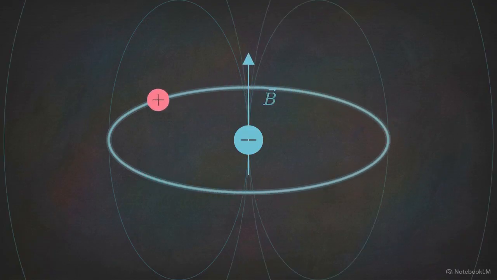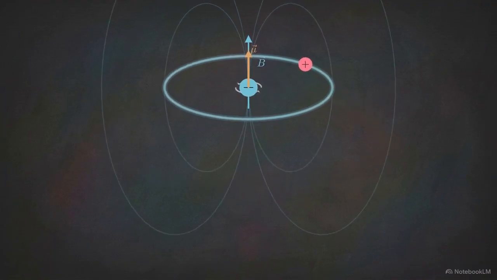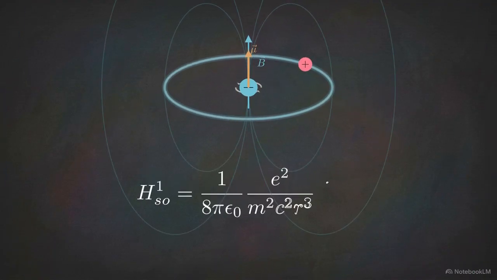Simultaneously, the electron possesses an intrinsic quantum spin. Because it is a charged particle with spin, it generates its own natural magnetic dipole moment. The spin-orbit interaction is simply the potential energy of the electron's magnetic moment trying to align itself with the magnetic field created by the orbiting proton. Translating this physical interaction into our spin-orbit Hamiltonian yields this equation.